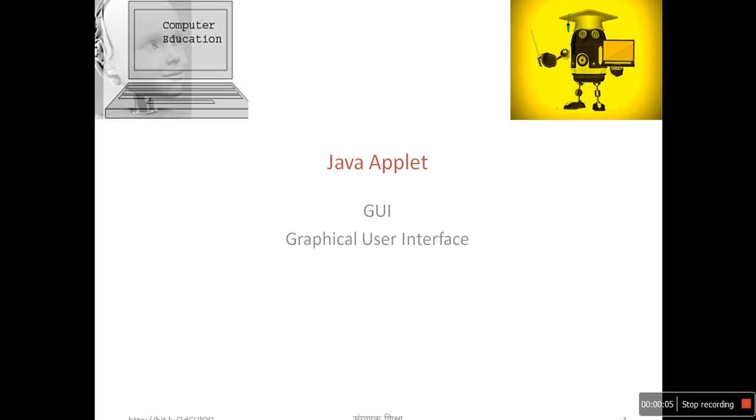Hello, today we discuss Java Applet. So Java Applet provides us a GUI, that is called graphical user interface. Let me brief about what is graphical user interface. It is nothing but an easy way of user interaction.